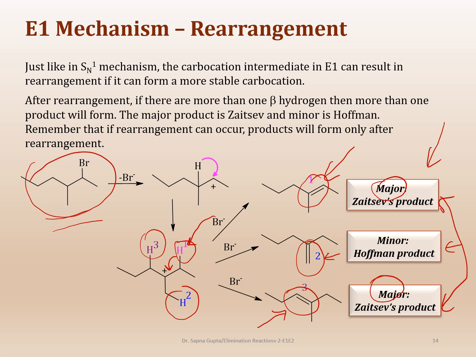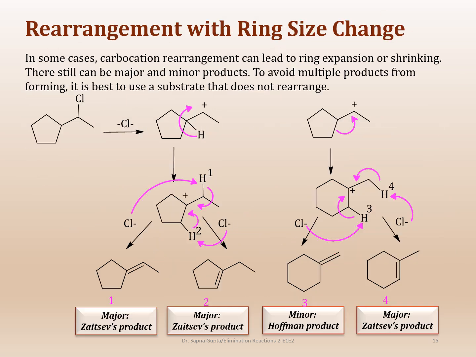So again, we learn all of these things to make our life easier in the lab, so that when we are ready to work, we choose the right kind of substrate, and we end up getting the right kind of product. But rearrangement is possible in case of E1 mechanisms.